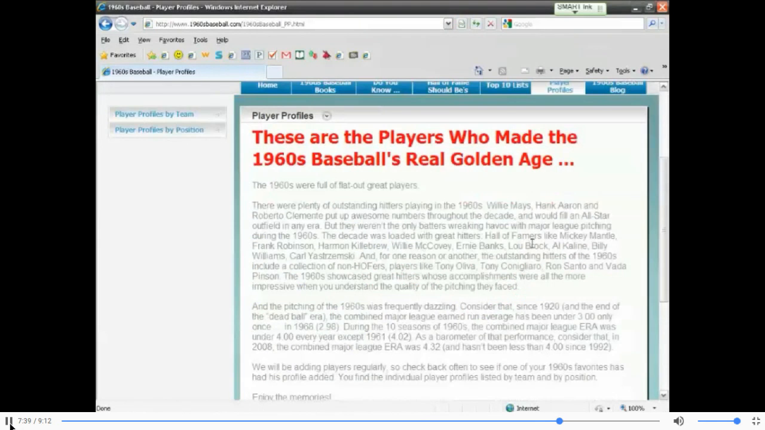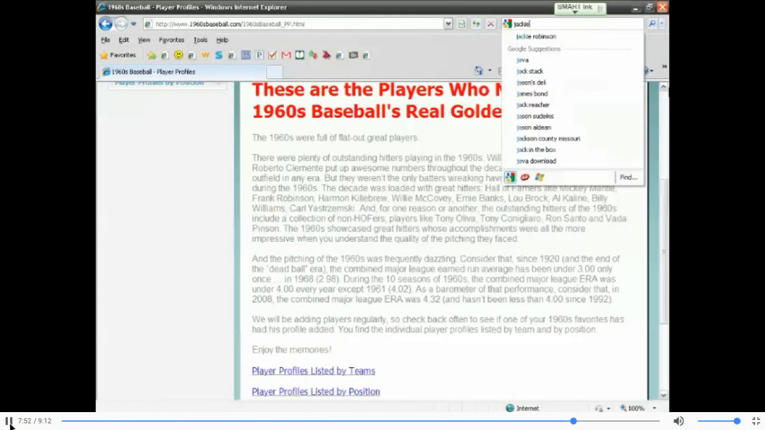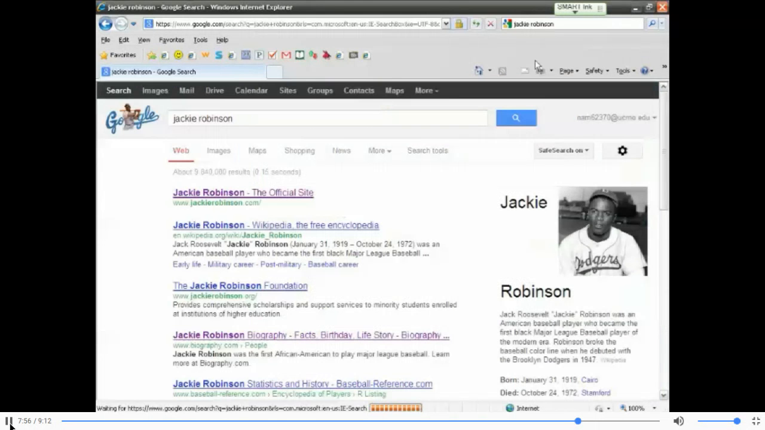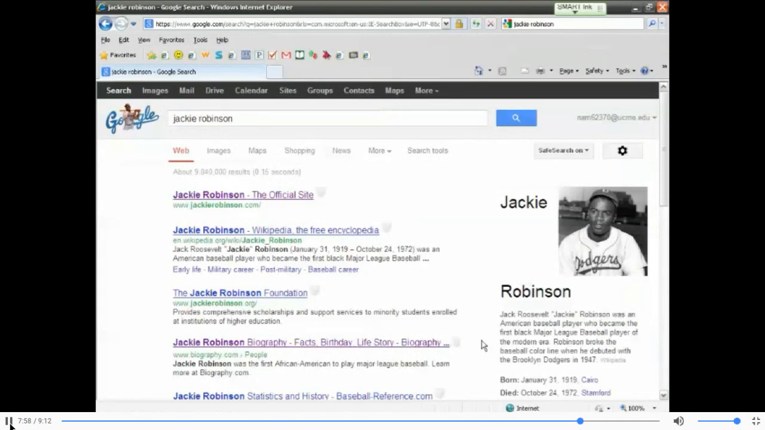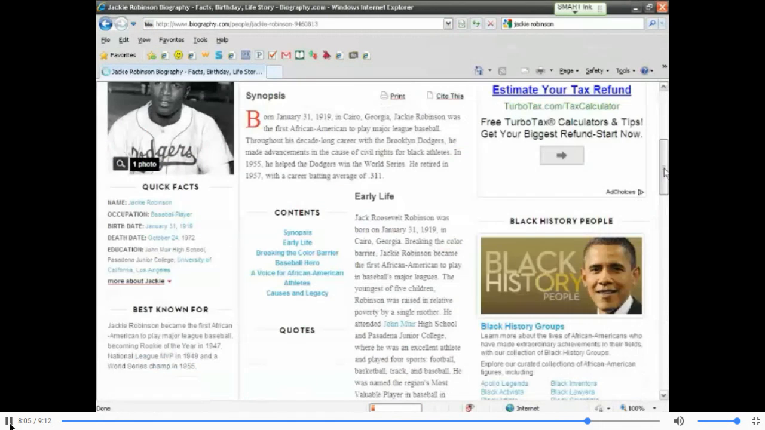As I go through here, I have a lot to choose from. And I think I'm going to go with Jackie Robinson. So I'm going to go ahead and type in his name. Google will usually try to help you a little bit. And I'm looking for pictures as well as facts. So I'm going to go in here and see if I can pull up that information. Voila! I have a picture and I have facts.